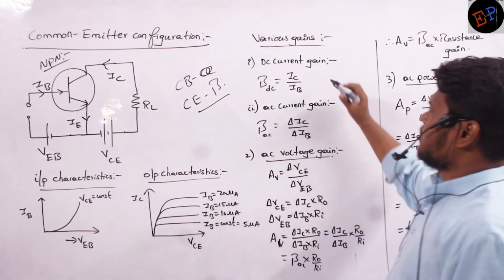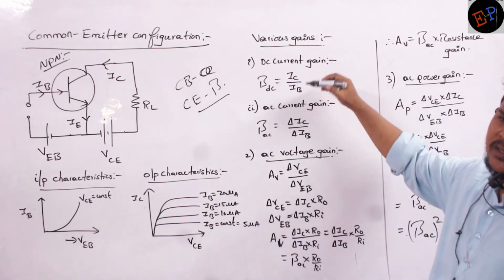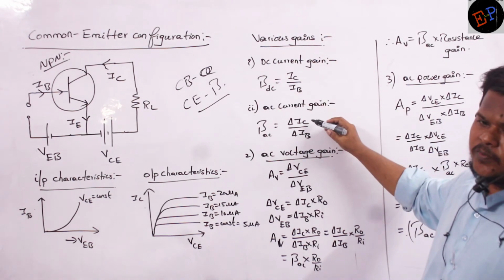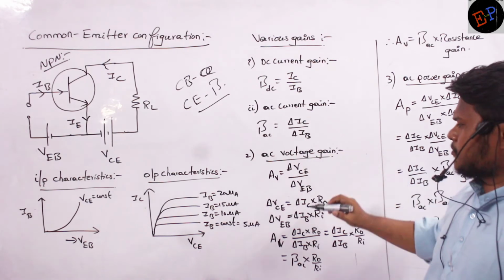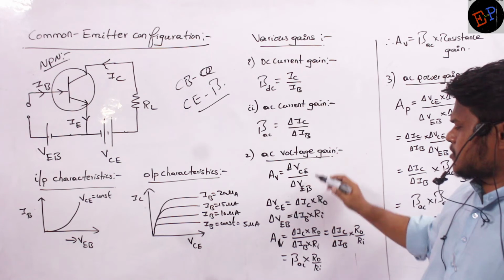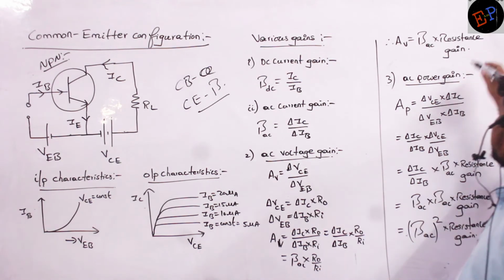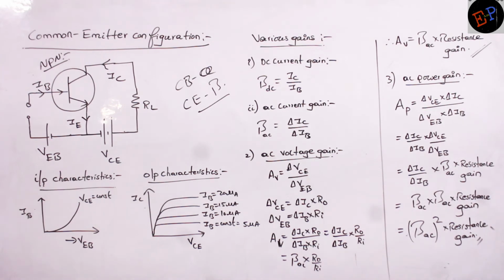Now see, same concept. My DC current gain is what? IC, output current by input current. Change in output current by change in input current. And voltage gain is nothing but output voltage by input voltage. Voltage can be written as I into R. So again same concept: beta AC multiplied by resistance gain. That is voltage gain.